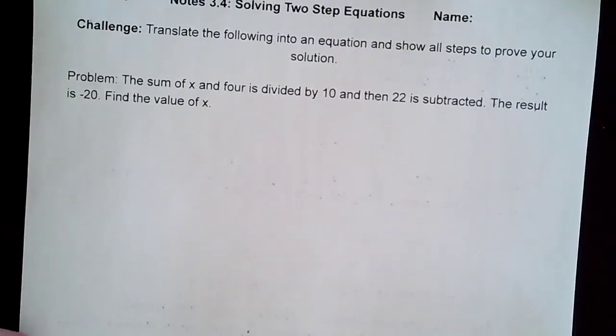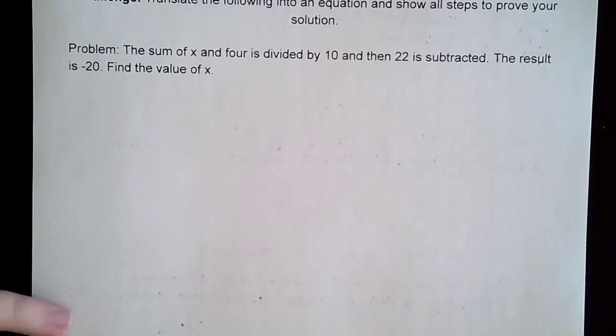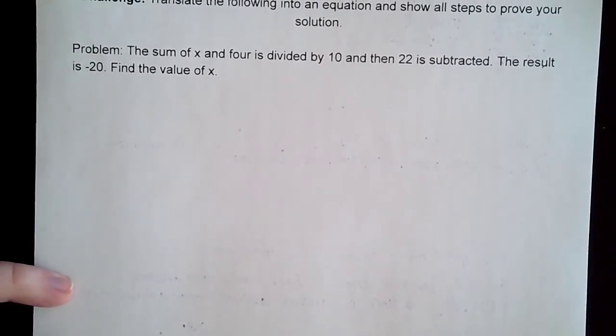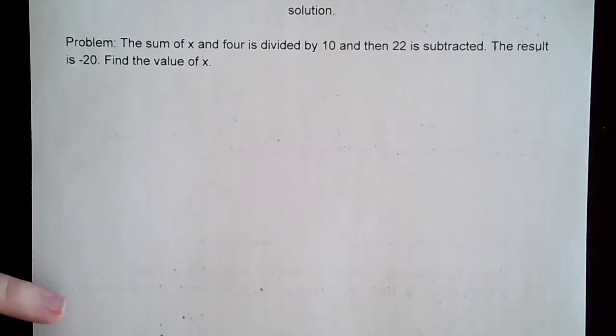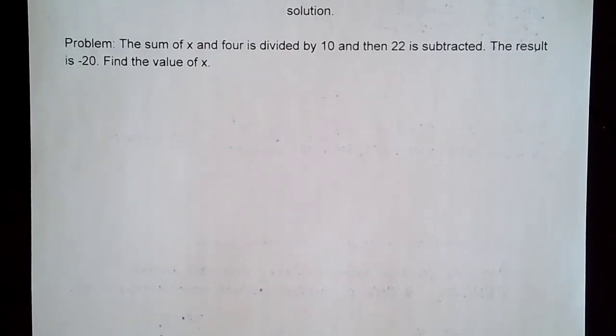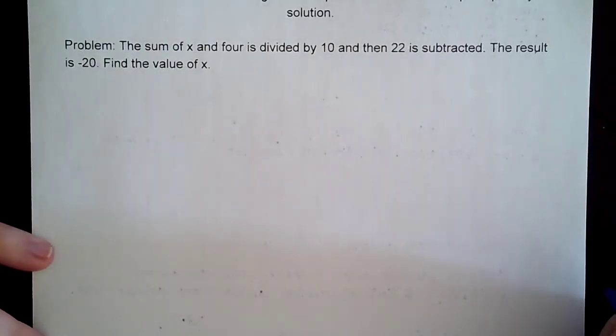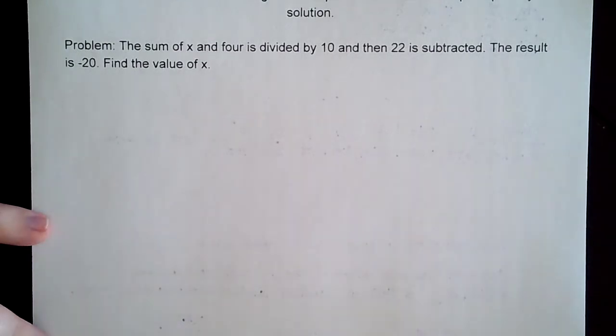And last but not least, let's check out that challenge on the back. Translate the following into an equation and then show all steps to prove it. Problem: the sum of x and 4 is divided by 10, and then 22 is subtracted. The result is negative 20. I think the hardest part of this challenge is actually the translation of it. There's a lot going on in the second half of this sentence, and we don't want to mess it up. If we do, we obviously won't get the right solution because we didn't set the original problem up correctly.